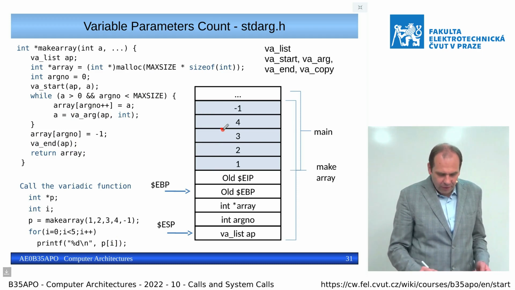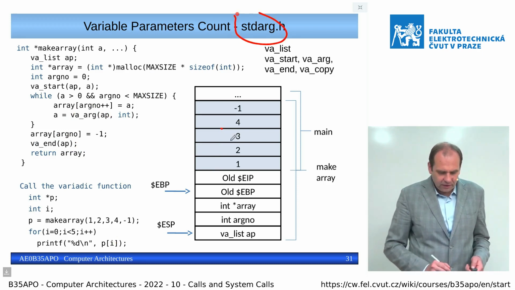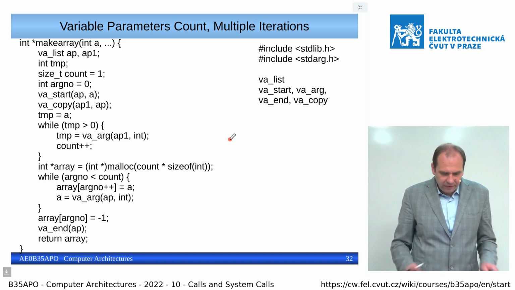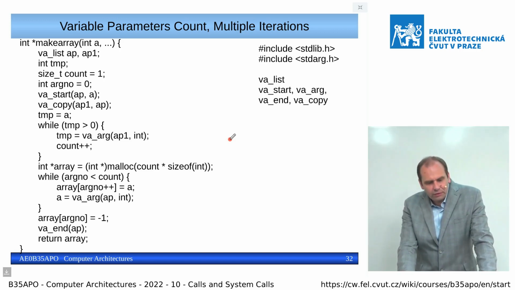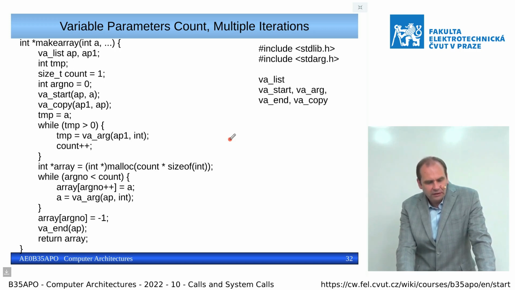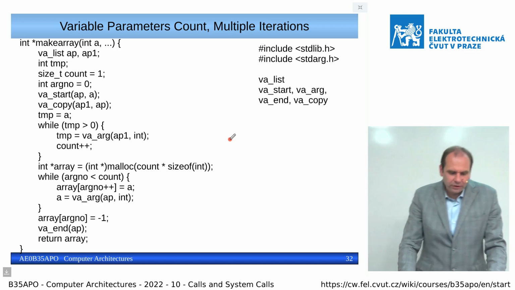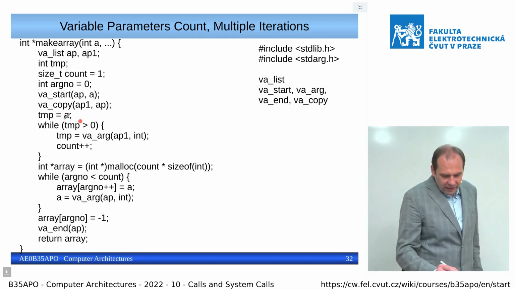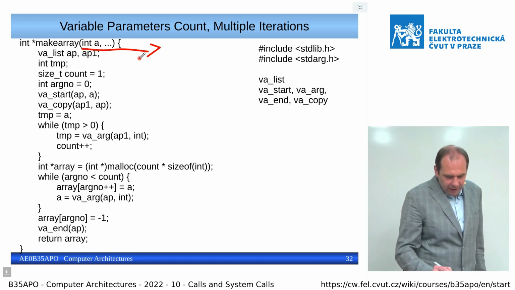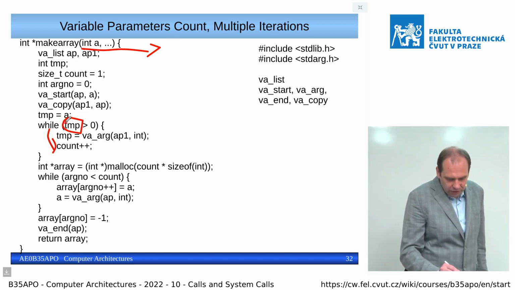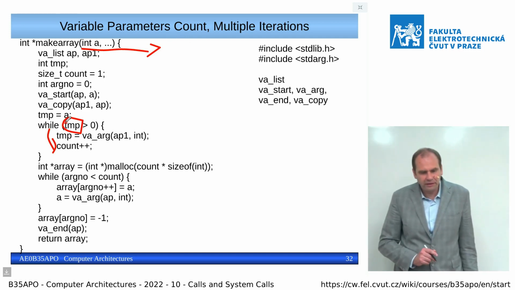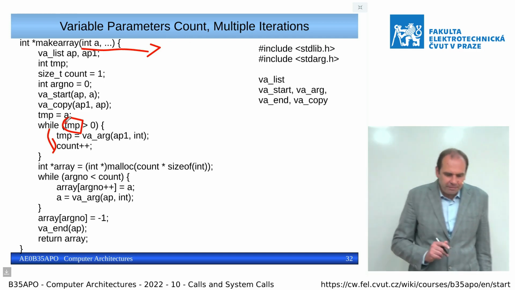So that is how we can use the stdarg mechanism. And we can look at what we can do if we want to know how many arguments are on the input of the function. In this case, we run a first iteration through the arguments, only to compute the number until we reach a -1 or 0 argument. And there is one important thing.